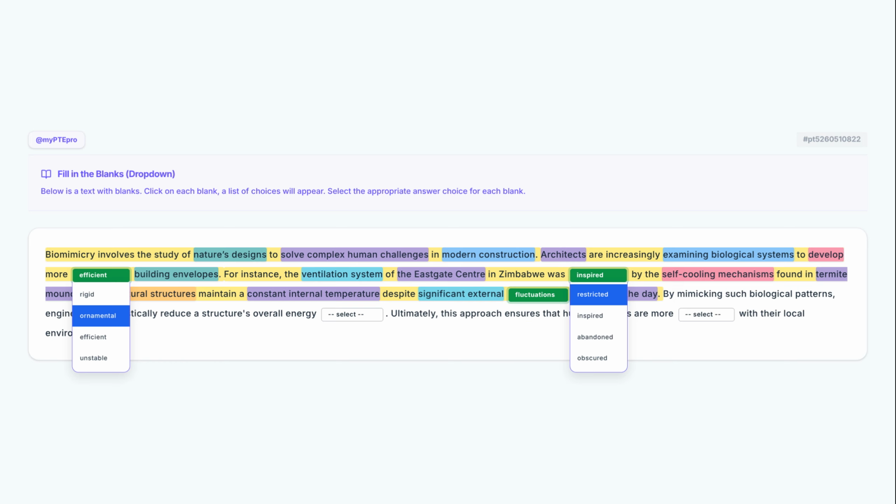Dimensions and projections refer to physical shape, which doesn't fit the context of thermoregulation, and reputations is a social term that has no place in a scientific description of termite mounds.